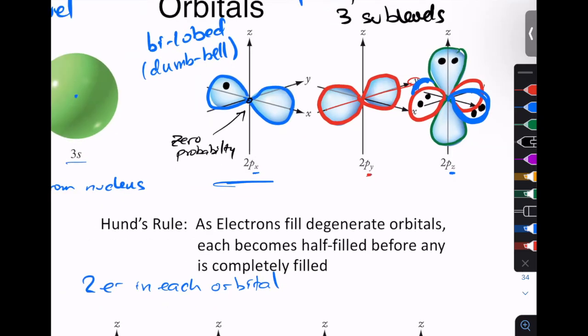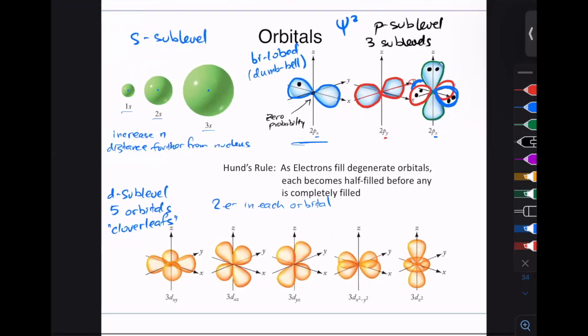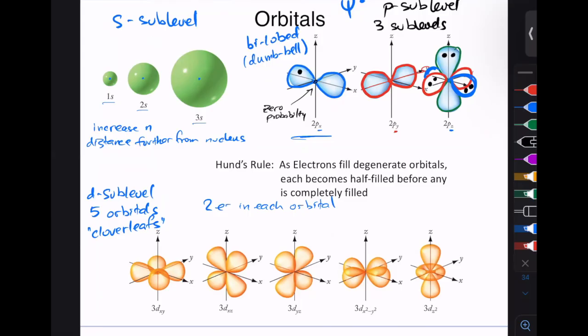And the same would be true if I did this with the d orbitals. It's just more complicated. But how many electrons total can we fit in the d sublevel? 10, because there's 5 orbitals, right? 2 in each orbital times 5. So we have room for up to 10 electrons. Here, times 2 electrons, we have room for 6 electrons total. And at the s sublevel, there's only room for 2. So that gives you another way to think about degenerate orbitals here.